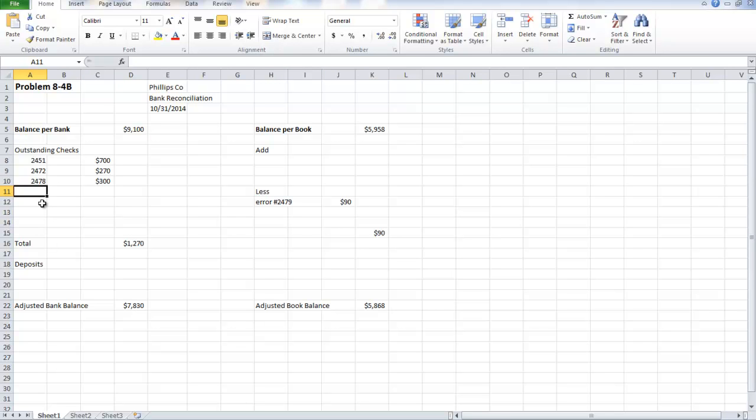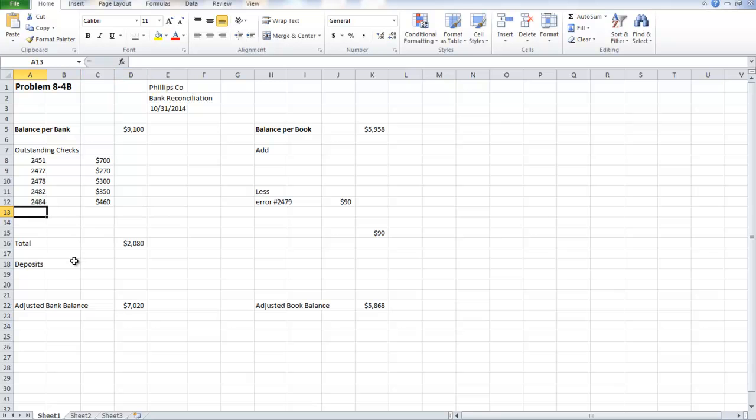Continuing on, number 2480 is 714. It shows up. 2481 shows up for 382 in the bank statement. 2482 does not show up, so we need to include that number, check number 2482 for $350. The next number in the cash payments journal is 2483. It shows up in the bank statement. We don't need to include that. Check number 2484 for $460 does not show up, so we need to include that.